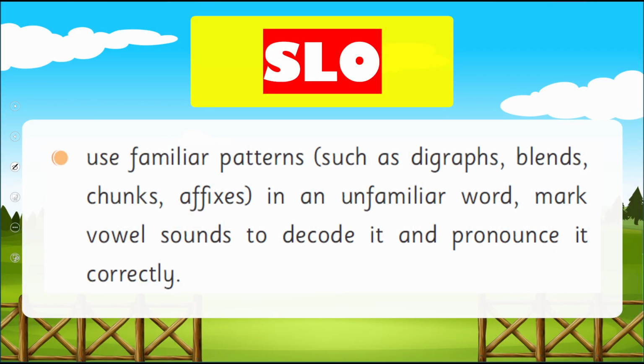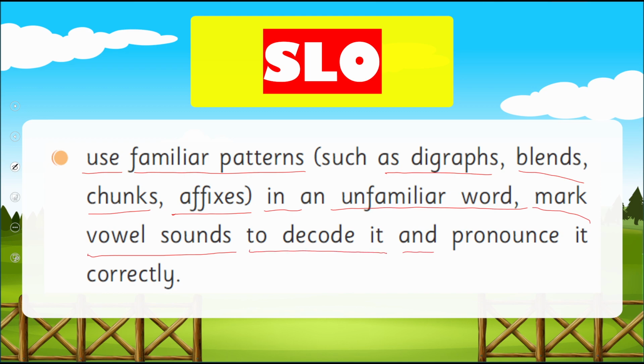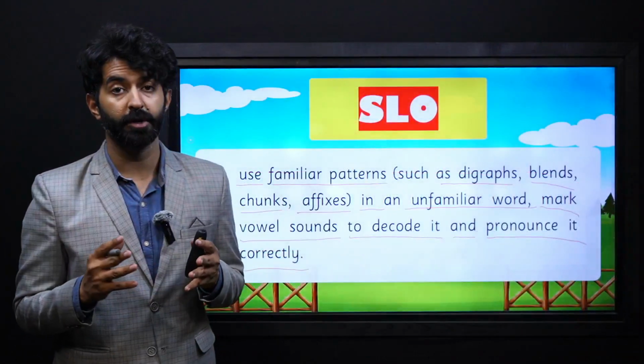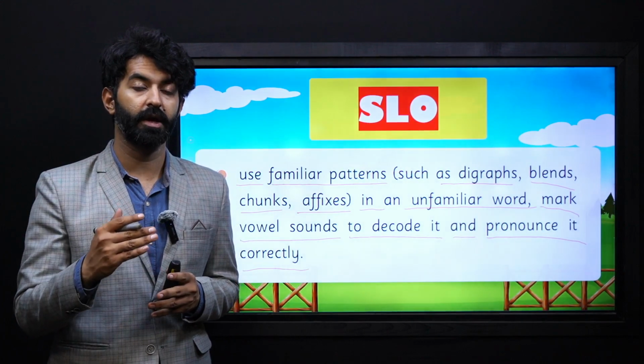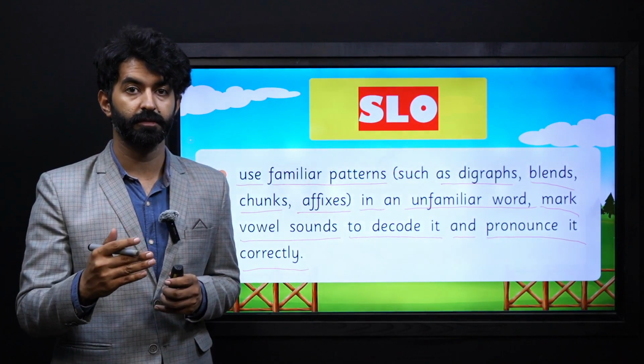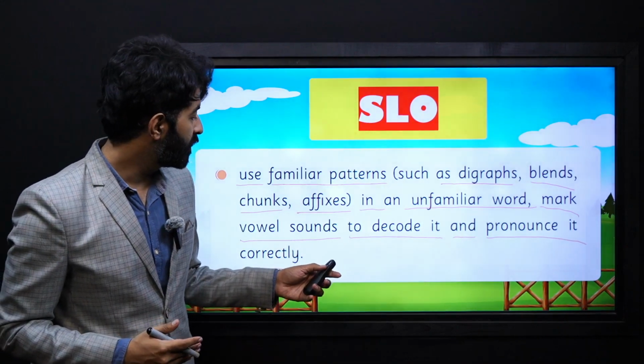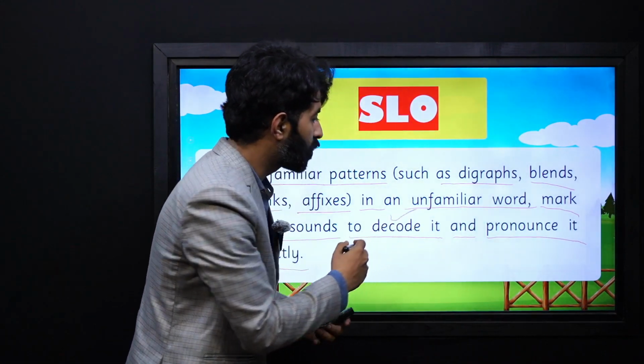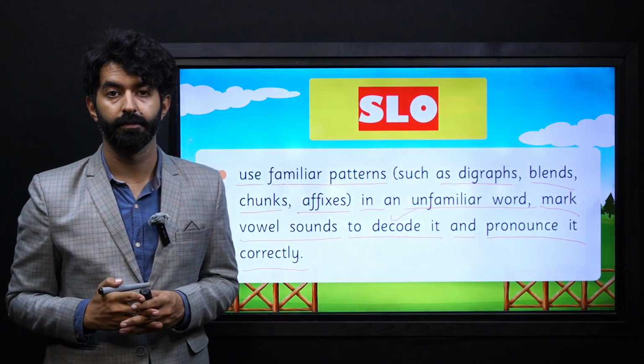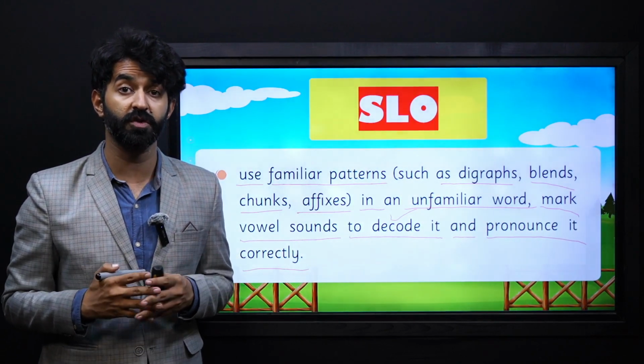So our SLO is: use familiar patterns such as digraphs, blends, chunks, affixes in an unfamiliar word, mark vowel sounds to decode it and pronounce it correctly. So my dear learners, we will be talking about digraphs here and how we can say those vowel sounds correctly. Also, we will be seeing how we can decode it and pronounce it correctly. So this is the breakdown of our students' learning outcome.